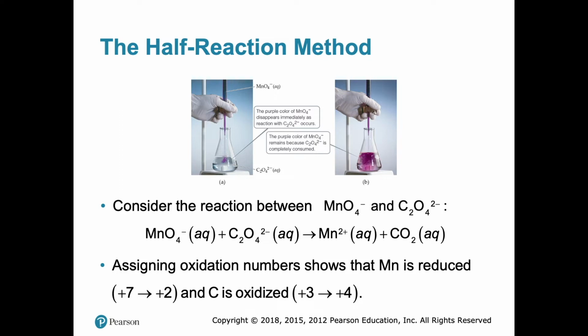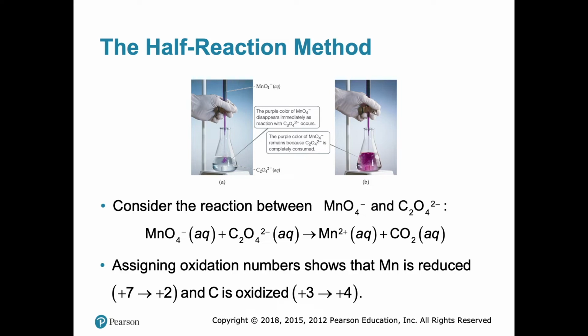Permanganate, which is MnO4 minus in aqueous solution, plus oxalate, C2O4 2 minus in aqueous solution, becomes manganese 2 plus, and then carbon dioxide in the solution, right? Okay, so first thing to do is assign the oxidation numbers.